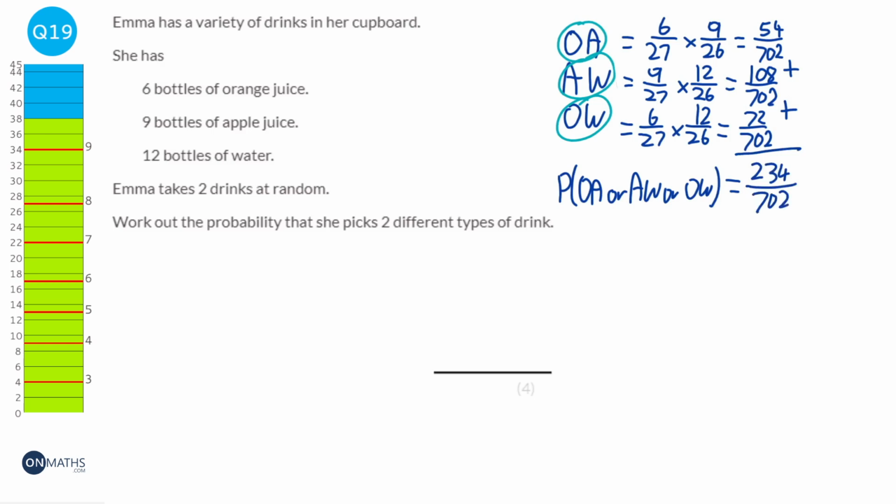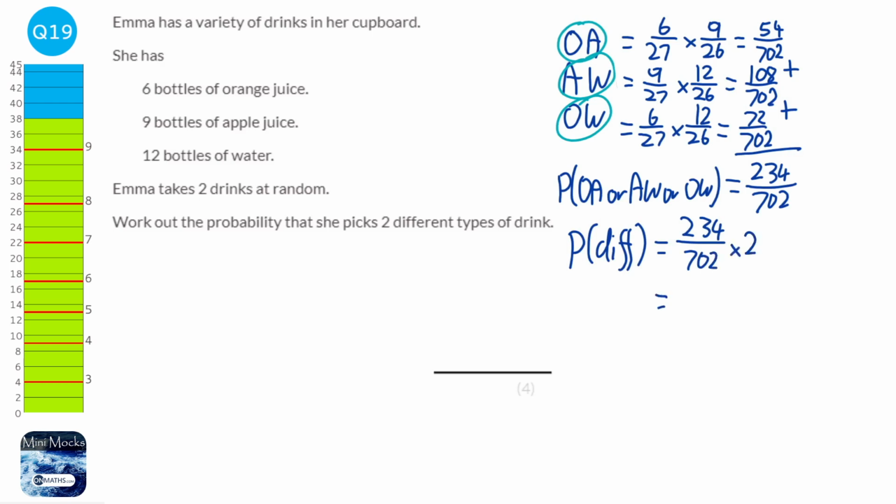Now, I said we would deal with the reverse situations now. As I said, OA is going to be equal to AO, AW is equal to WA, and OW is equal to WO. So all we need to do to find the probability that the drinks are different is get the 234/702 and just double it. We can do that by just doubling the numerator, so 468/702. That cancels down to 2/3, so there is a 2/3 chance that the drinks will be different.